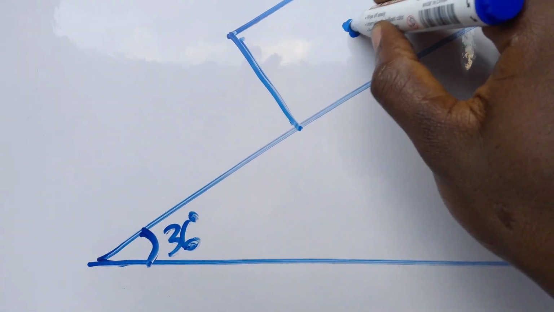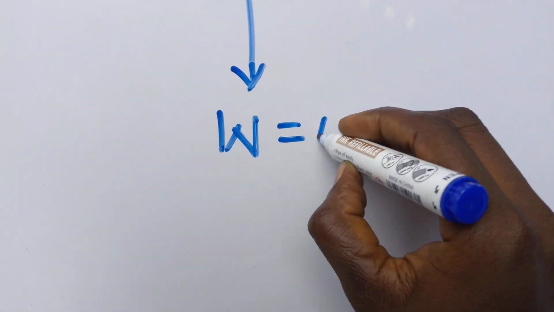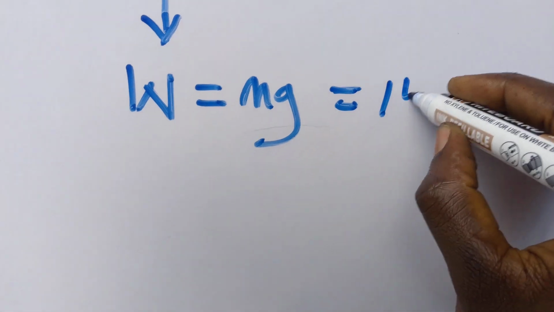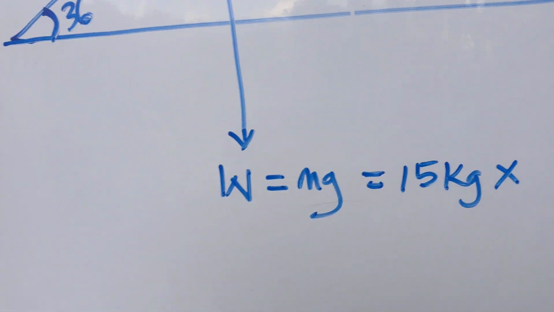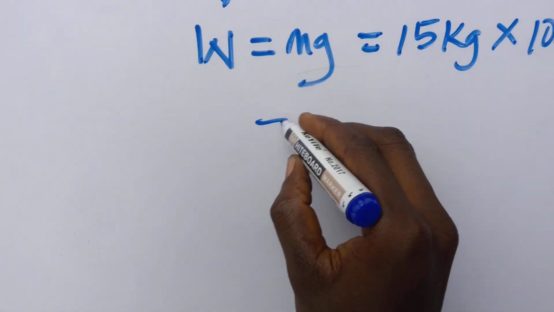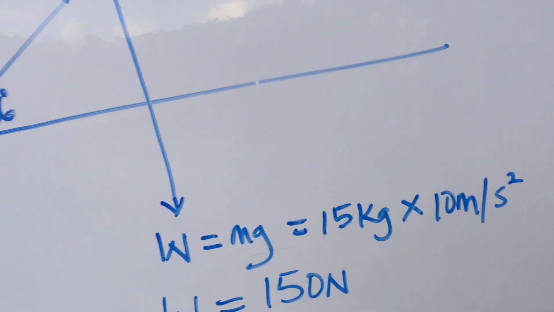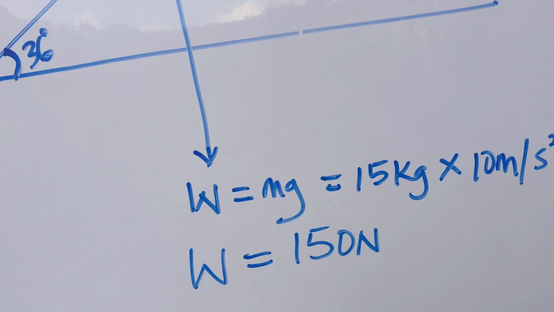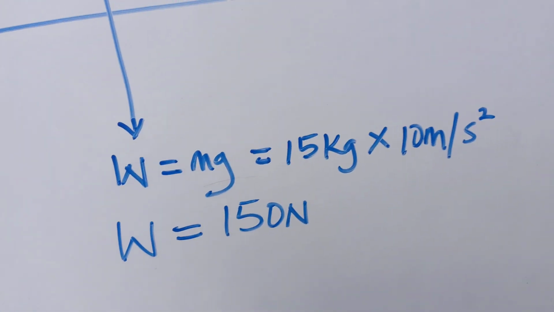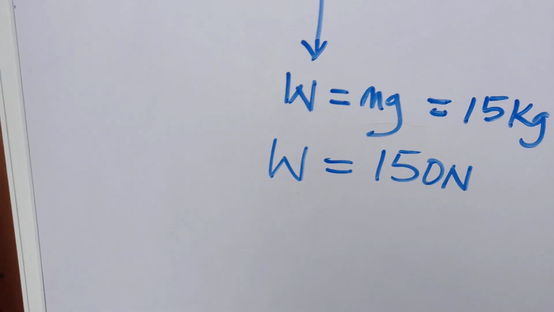Now you look for the weight. The weight of this block is acting vertically downwards. The weight is equal to mg, where the mass is 15 kg and g is 10 meters per second squared. So 15 times 10 gives you 150 Newton. So W equals mg, which is 15 times 10, which is 150 Newton.